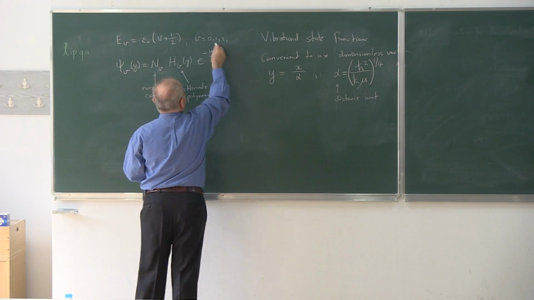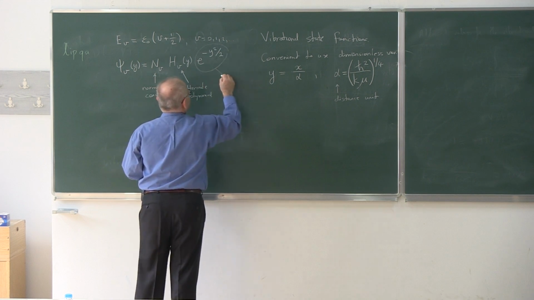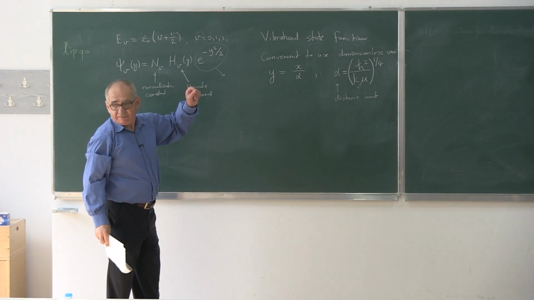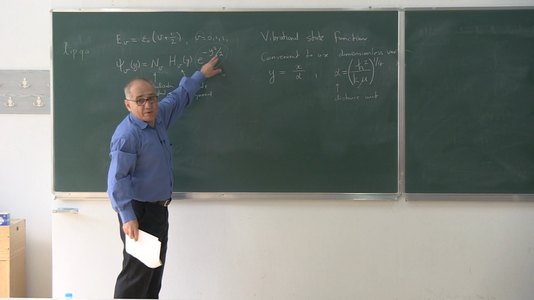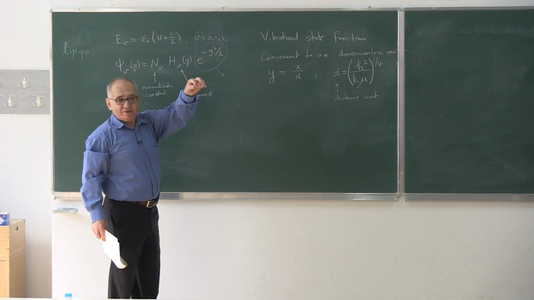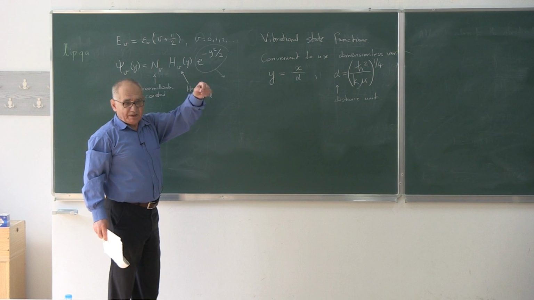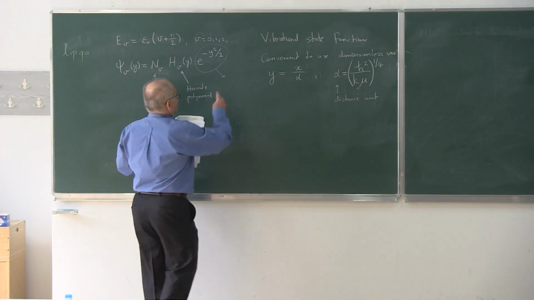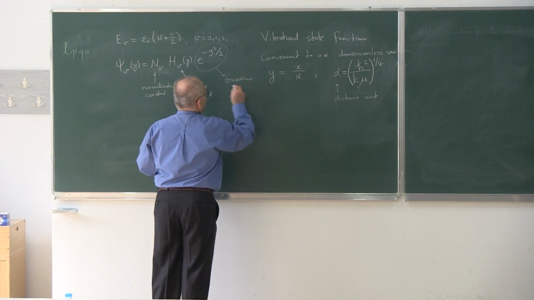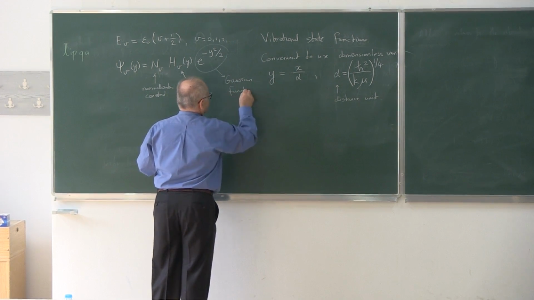And this expression is not the exponential function, because this is y squared here. Exponential function contains, as in the exponent, just the first power of the variable. This is called a Gaussian function.